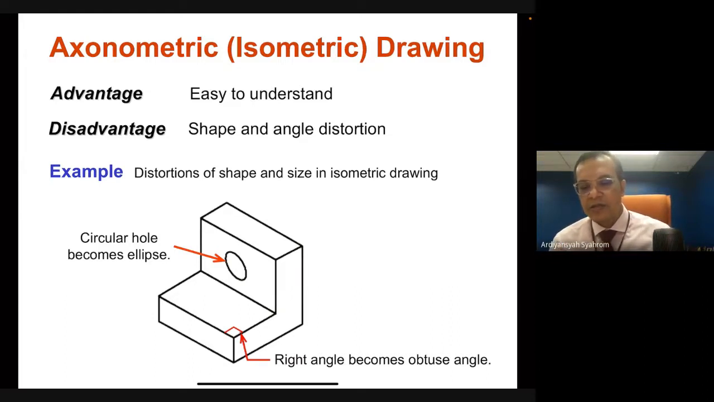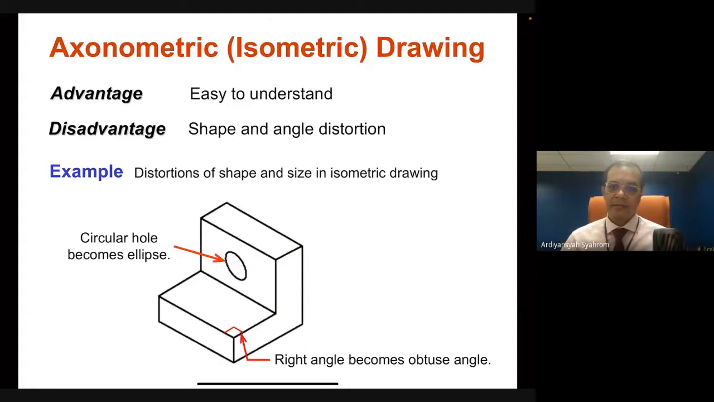Example, distortion of the shape and size in isometric drawing. The circle hole becomes more elliptical. Right angles become obtuse angles. That becomes different.